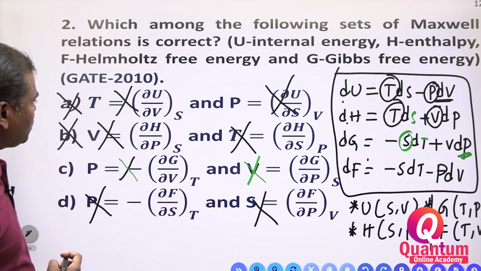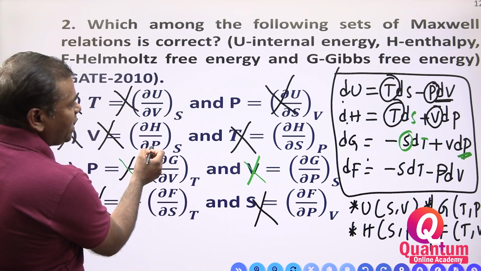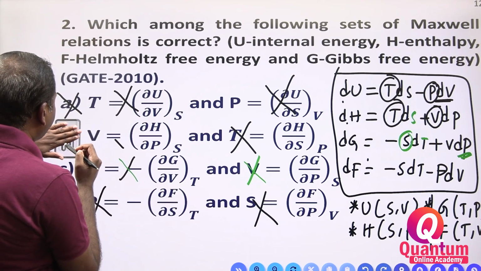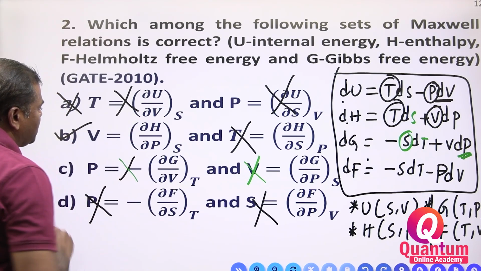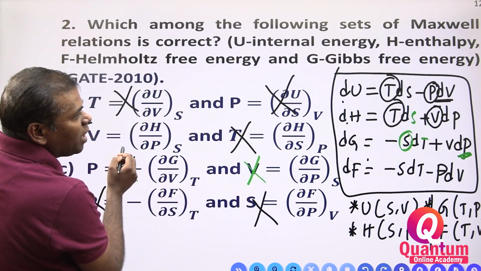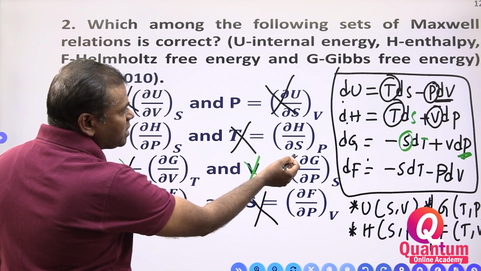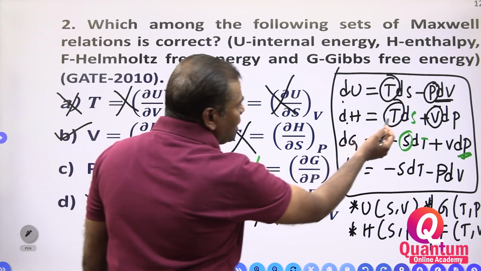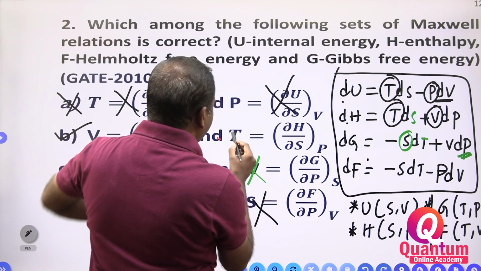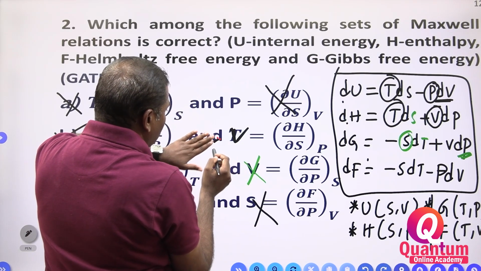Otherwise, look at the second option: dou H by dou P at constant entropy is equal to V. Oh, sorry, the second option is correct. Next, dou H by dou S at constant pressure is equal to V, not T. If it is V, that is correct.